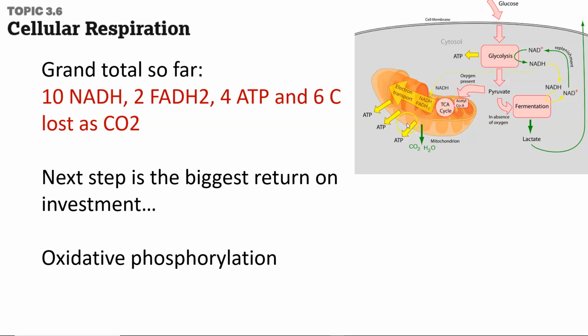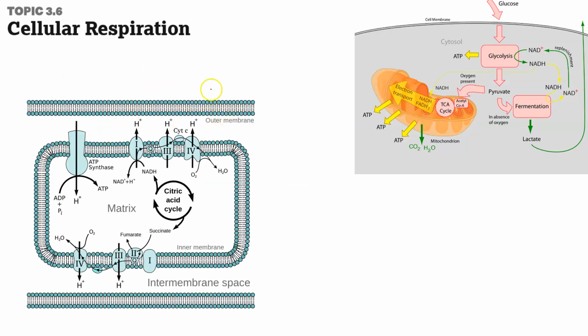cycle over here. And we've generated so far 10 NADH, 2 FADH2, 4 ATP, and we've lost 6 carbons as CO2. So we've really lost all of our carbons from glucose. It's been fully stripped down at this point. But the next step is our biggest return on investment, and it's going to use primarily these molecules, NADH and FADH2. So let's take a look here.